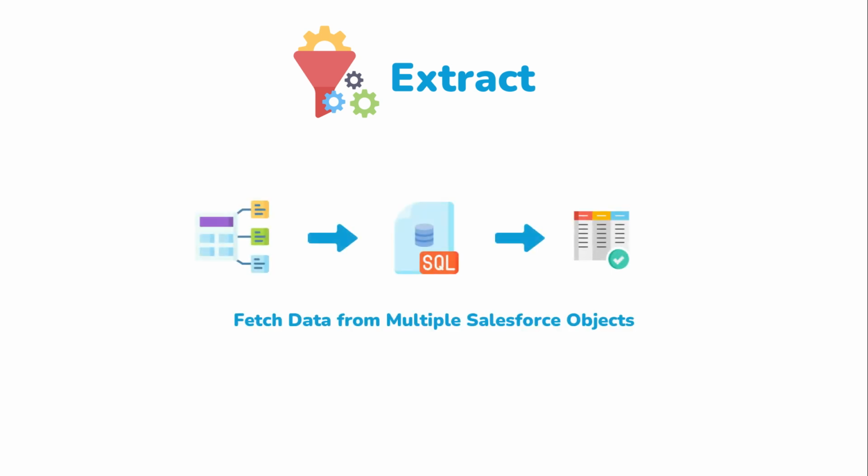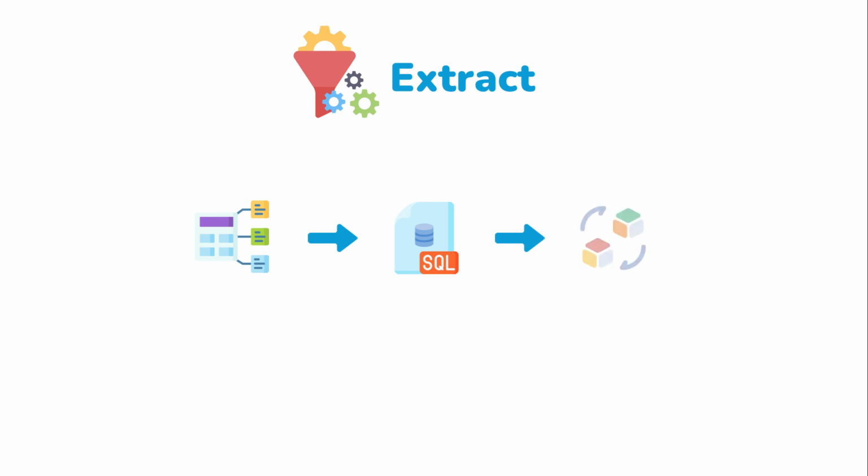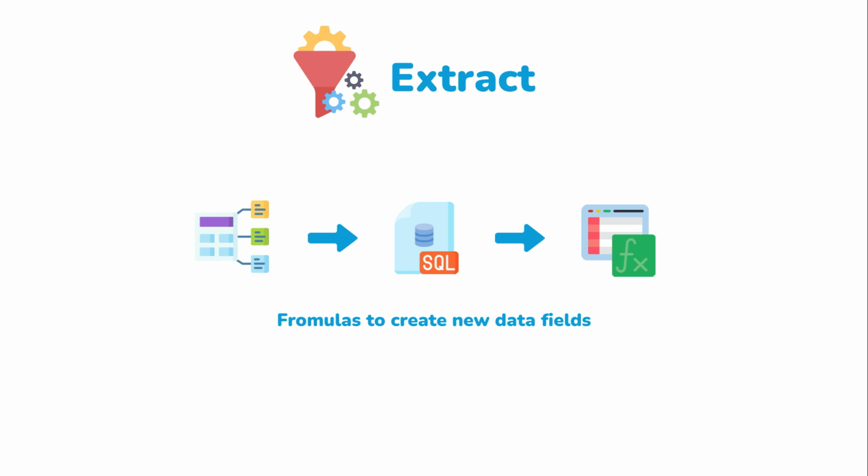The second is Extract DataRaptor. Using this, we can fetch data from multiple related or unrelated objects. The data returned from the database can be transformed as well using this DataRaptor. Additionally, we can implement formulas using which we can create and add new data fields to the output of the DataRaptor.